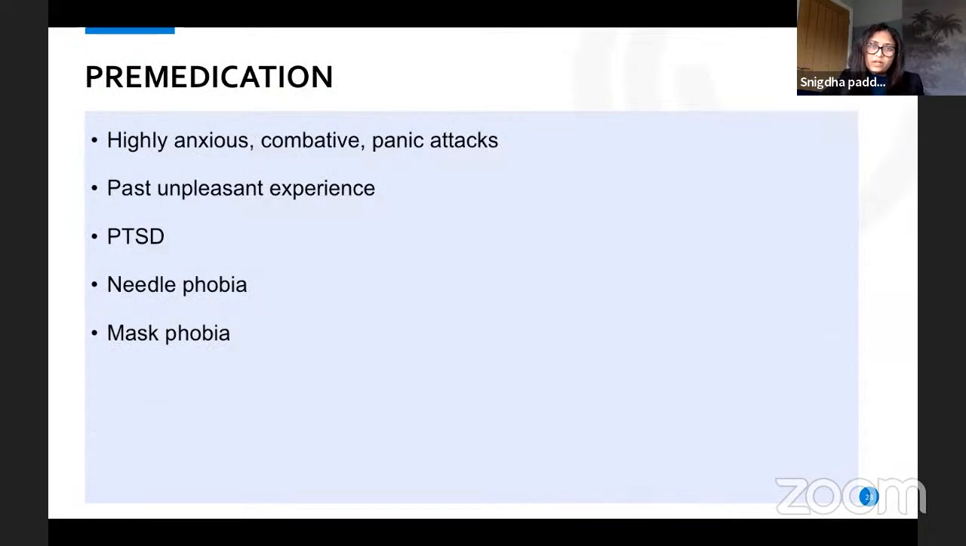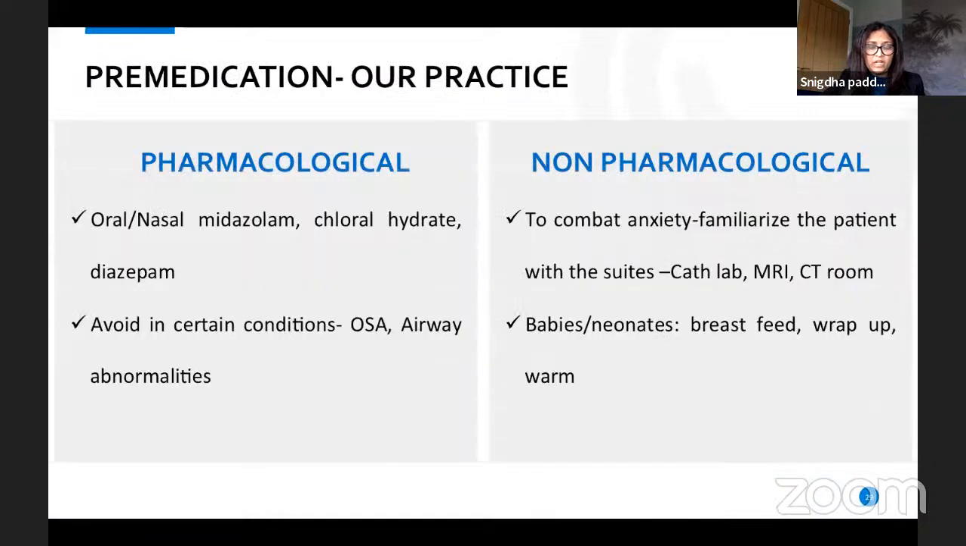Most of these cardiac patients, as I said before, are highly anxious, combative. Some of them have a history of panic attacks because of past unpleasant experiences. So pre-medication would definitely help them. In our unit, we have a practice of giving pre-medication, mostly to the pediatric age group, and we have 2 ways of doing it: pharmacological and non-pharmacological.